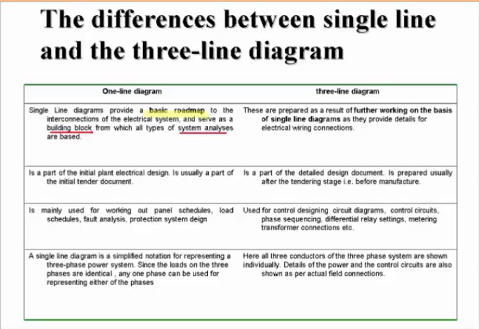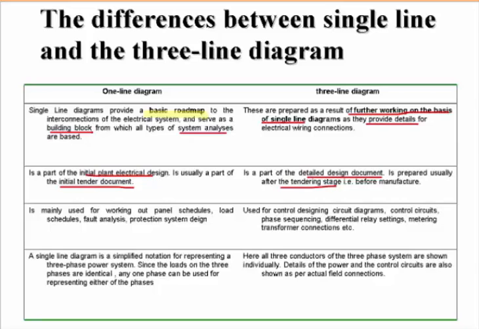If you compare it to three line diagrams, these are prepared as the result of further working on the basis of the single line diagram. So we're extending the single line diagram into our three line diagram, and this provides details for your electrical wiring connection. Going back to the one line diagram, it's part of the initial plant electrical design and is also used in your tender document. The three line diagram is part of the detailed design, and it's usually after the tendering stage that you get that diagram.